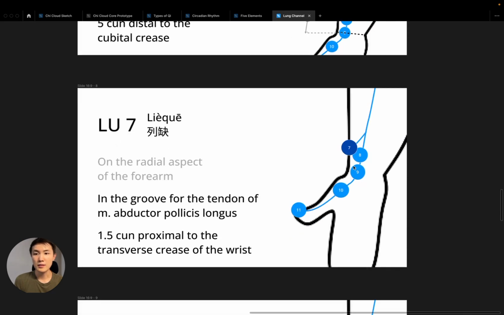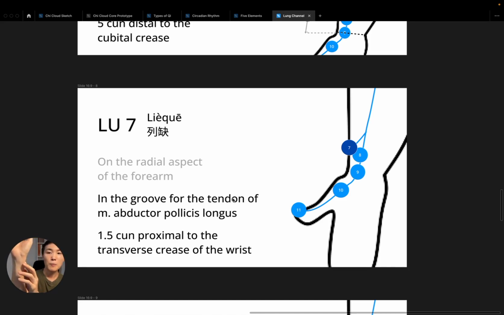Lung 7, 裂缺, is on the radial aspect of the forearm. It's in the groove for the tendon of abductor pollicis longus. So that's just the tendon that we just talked about. That depression there, and you go right next to it, that's going to be abductor pollicis longus.